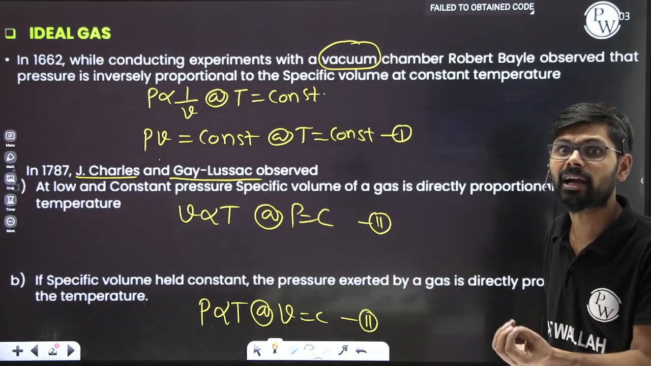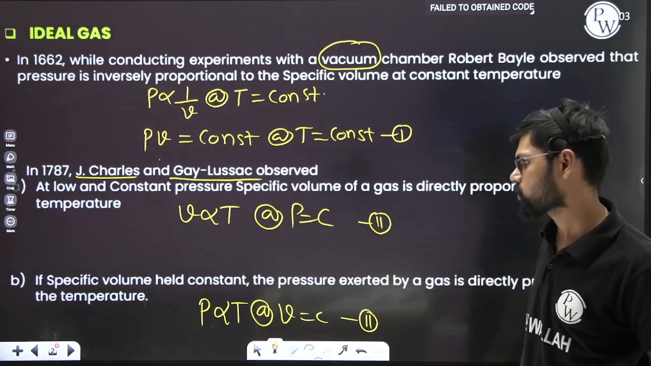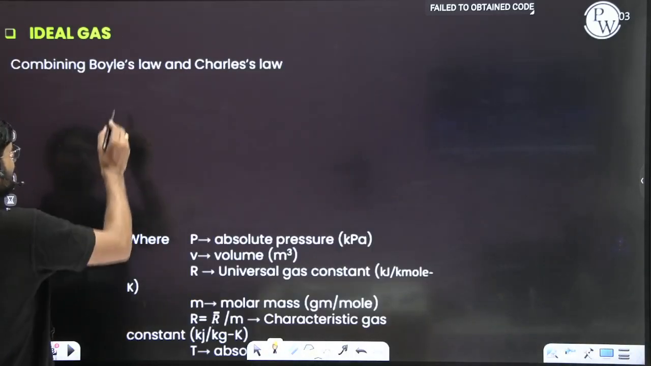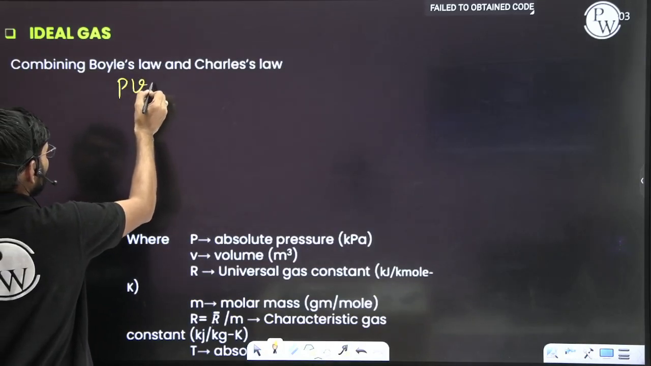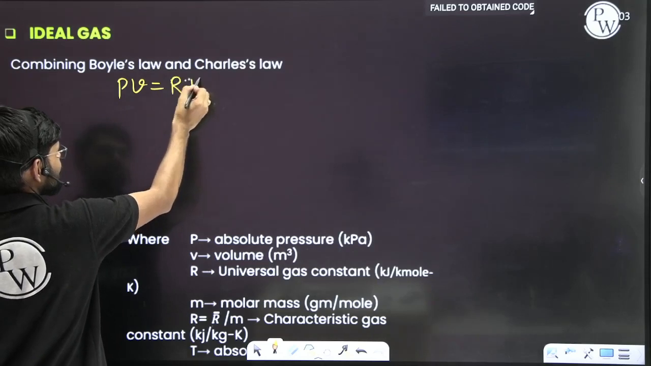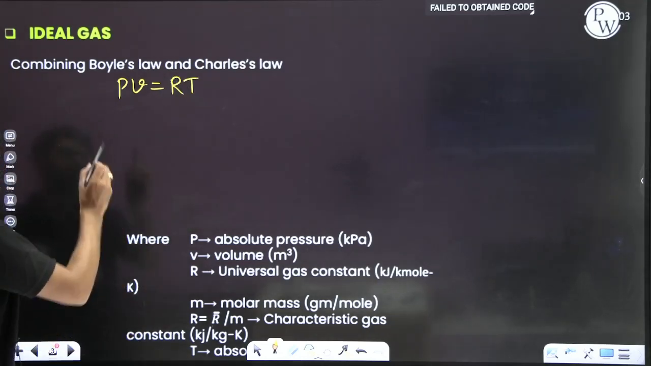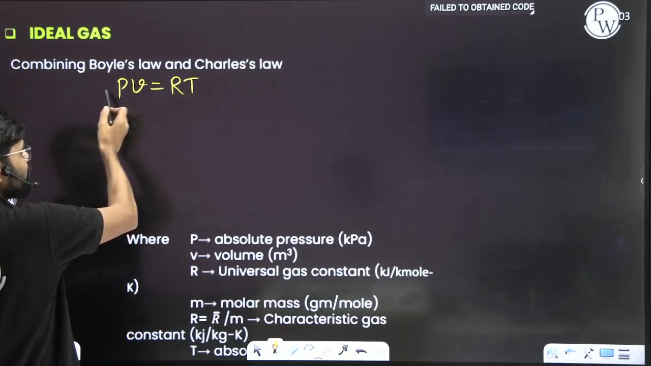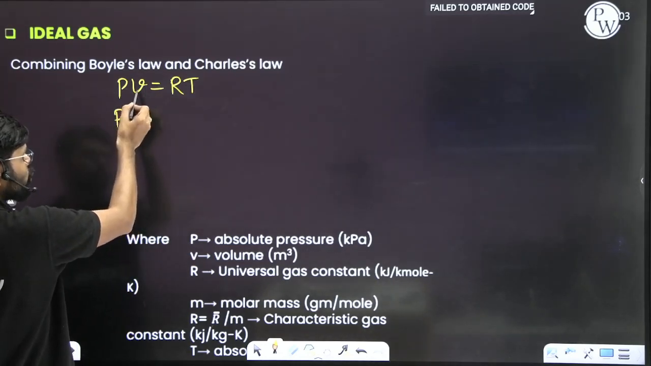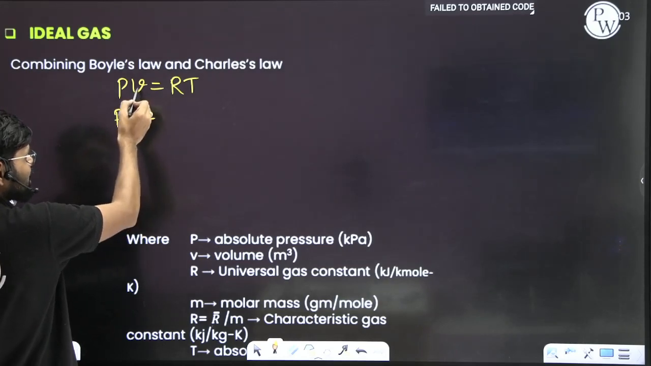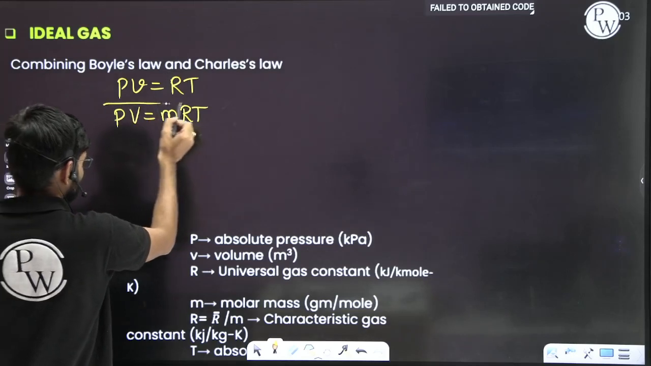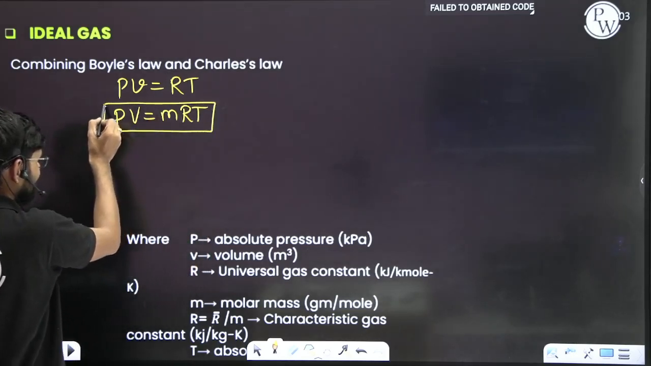PV is equal to RT. That constant is called the characteristic gas constant, R. So basically if we combine all these three, then we get PV equal to RT, right? R is a characteristic gas constant. Now further, if you multiply mass on both sides, then P into capital V, which is M into small v, where capital V is total volume and small v is specific volume, equals MRT. This is the ideal gas equation.